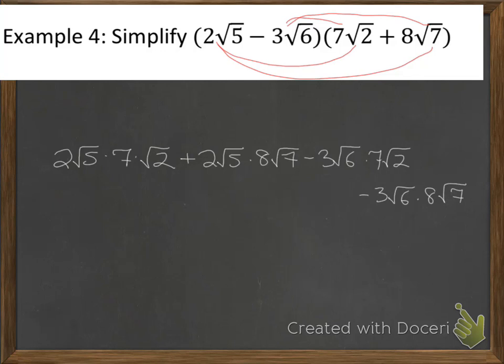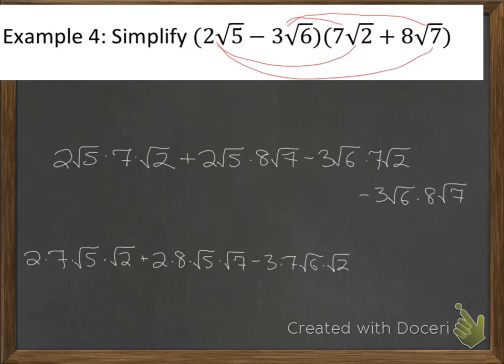All right, so let's start simplifying this. So I'm going to rewrite this. So I have 2 times 7 times the square root of 5 times the square root of 2. Then I have 2 times 8 times the square root of 5 times the square root of 7. Then I have 3 times 7 times the square root of 6 times the square root of 2. Then I have 3 times 8 times the square root of 6 times the square root of 7.